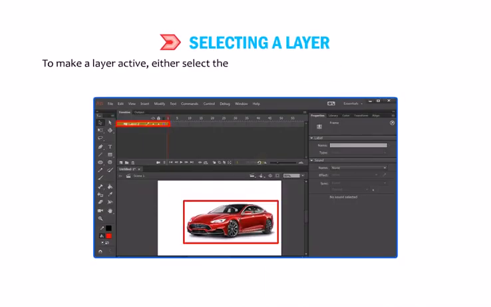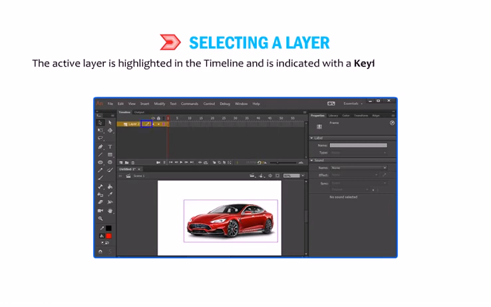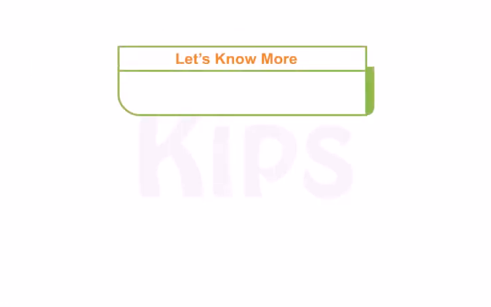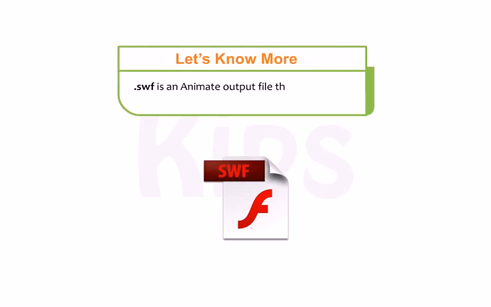Students, let's first understand how to select a layer. To make a layer active, either select the layer in the timeline or select a stage object in the layer. The active layer is highlighted in the timeline and is indicated with a keyframe navigation controller icon. Students, let's know more. .swf is an Animate output file that is developed while testing or publishing an Animate movie.